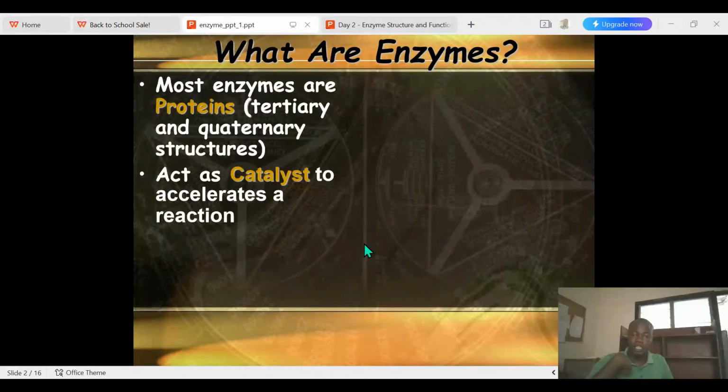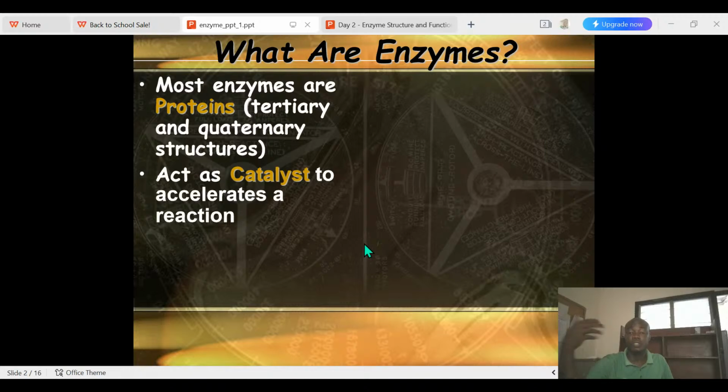Generally, in a living organism, like a human being, in every second there are over 1,000 reactions taking place in our body. Each of these reactions is catalyzed by enzymes. So enzymes are biological molecules that speed the rate of the reaction.